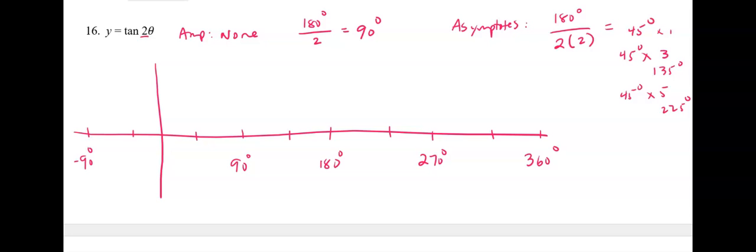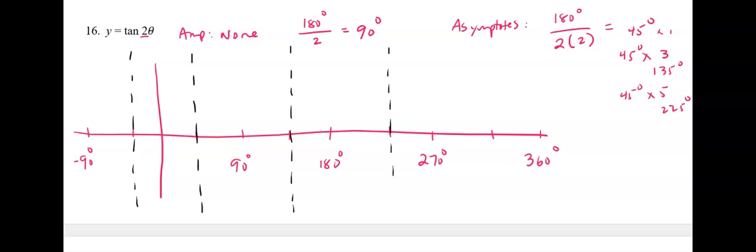We're going to have one at 45. So that means also -45, 135, and 225. And we're going to be crossing. Tangent always crosses right in between the midpoint, in between those asymptotes.